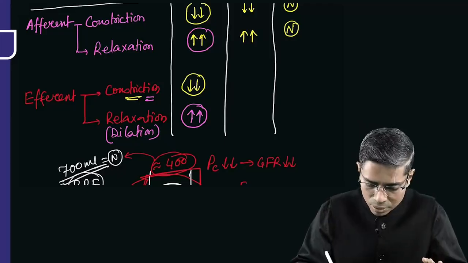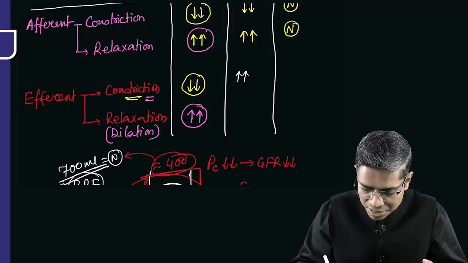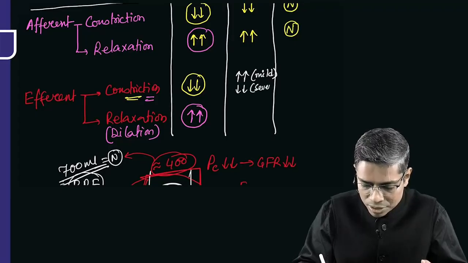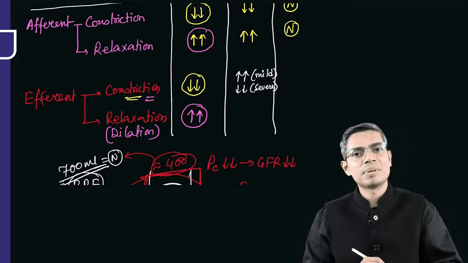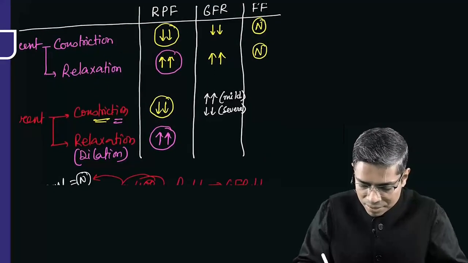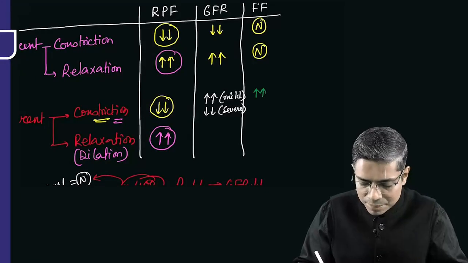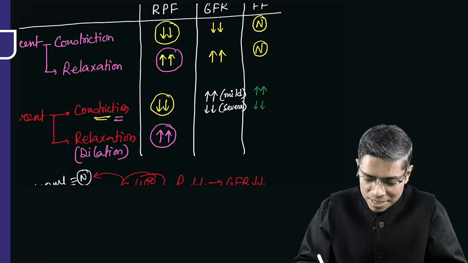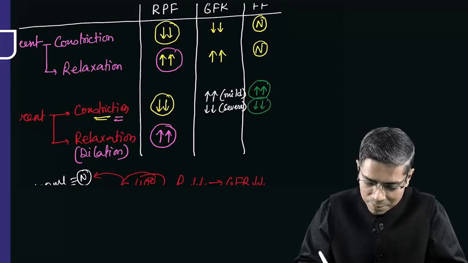So the bottom line is that with constriction of the efferent arteriole, the renal plasma flow will always reduce, but GFR will increase initially when the constriction is mild, then the GFR will reduce when the constriction is severe. Getting my point? So if the GFR is rising, then what will happen to the filtration fraction? Filtration fraction will also increase, and if the GFR is decreasing, filtration fraction will also decrease. Very simple, right? So FF rising, FF decreasing.